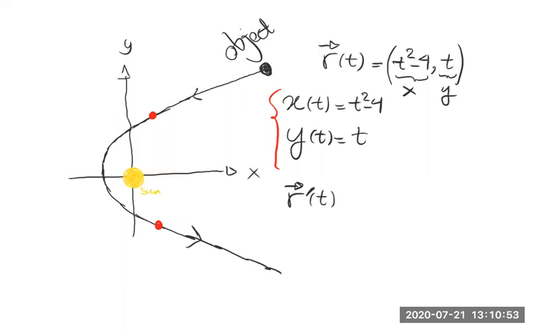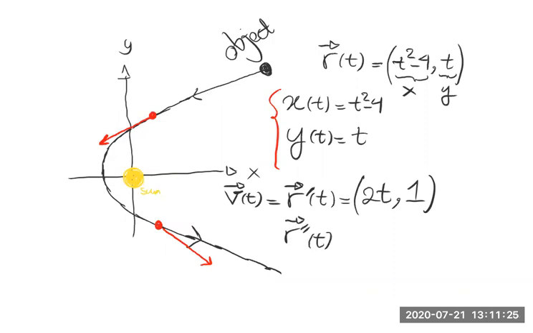of this function. So it would be the derivative of t squared minus 4, which is 2t, and the derivative of t, which is 1. If I ask you to show the velocity vector at these two red points, you should look at the tangent vectors in the direction of the curve. The velocity vector is usually shown by v of t, rather than r prime. You can use v of t. Sometimes we use a of t.